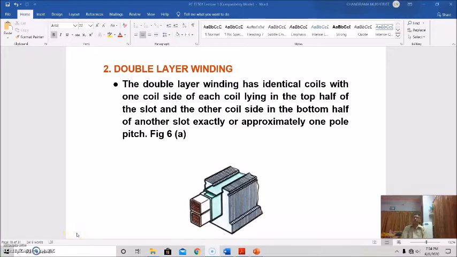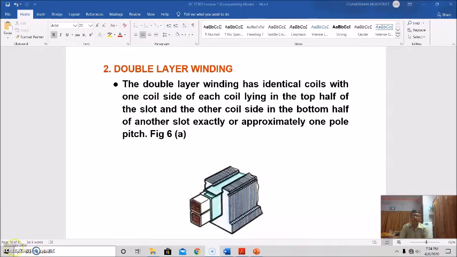Hello, myself Prasant Mukhopadhyay. In the last class, we discussed the single layer winding in the fundamentals of AC windings portion. Now, today we'll discuss a double layer winding.